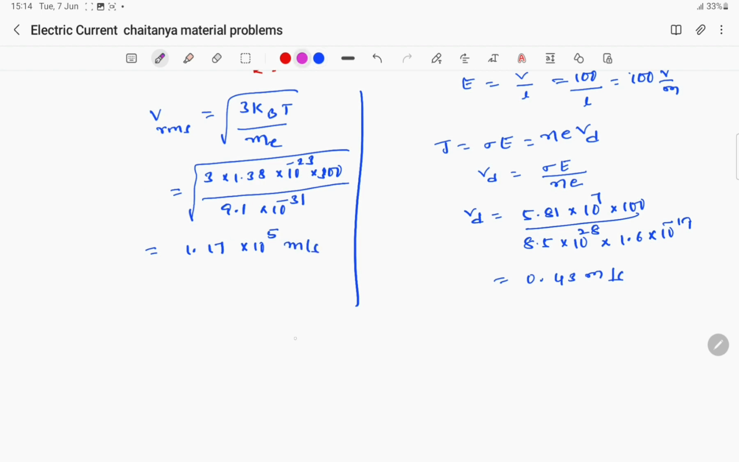So we know the drift velocity, and we know the RMS velocity. Let us compare. The drift velocity by RMS velocity is equal to 0.43 divided by 1.17 into 10 to the power of 5, and finally we get 3.67 into 10 to the power of minus 6. That's the answer.